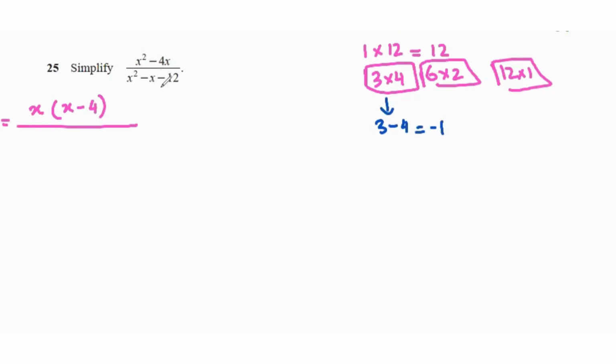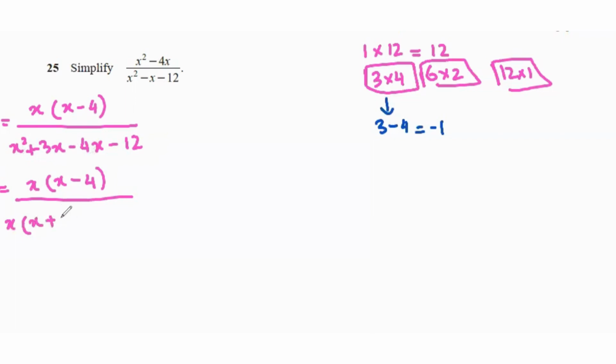So we can replace the negative x with 3x minus 4x. So that's going to be x squared plus 3x minus 4x minus 12. Now we're going to factorize the denominator in parts. I'm going to make the first two terms a group and the last two terms a group. Between the first two terms, we have x common, so x times x plus 3. And between the last two terms, we have negative 4 common, so it's going to be x plus 3.